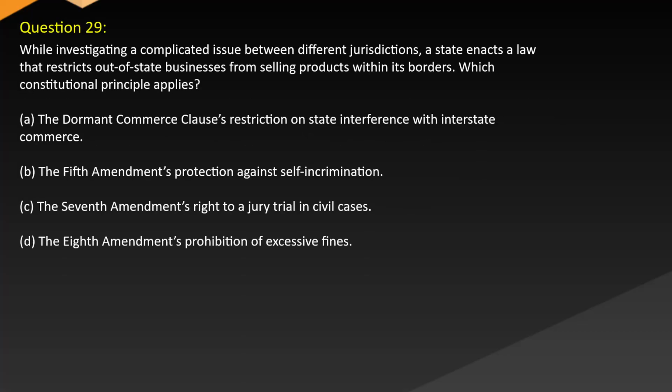Question 29. While investigating a complicated issue between different jurisdictions, a state enacts a law that restricts out-of-state businesses from selling products within its borders. Which constitutional principle applies? A. The Dormant Commerce Clause's restriction on state interference with interstate commerce. B. The Fifth Amendment's protection against self-incrimination. C. The Seventh Amendment's right to jury trial in civil cases. D. The Eighth Amendment's prohibition of excessive fines.